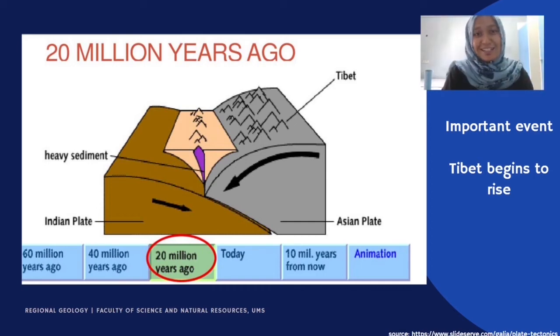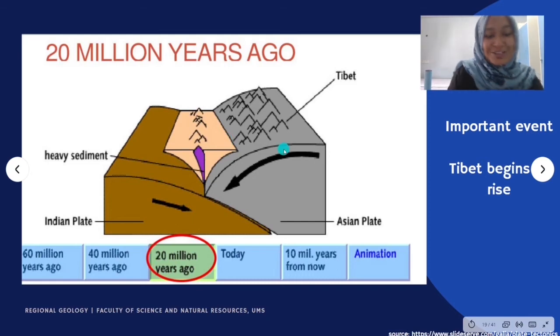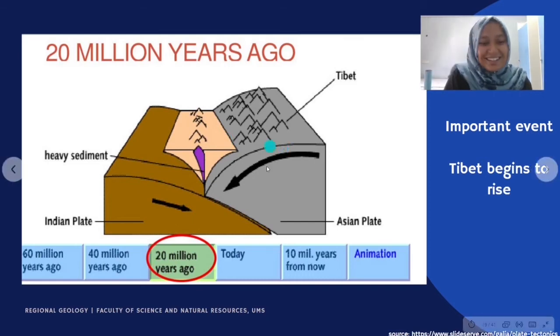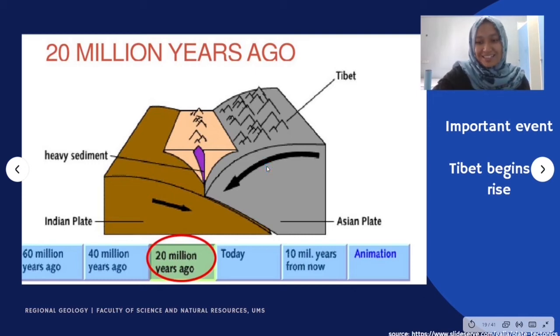I'm not sure if I'm explaining this really well. That's why I showed you these pictures. So the Indian plate begins to subduct, and the heavy sediments from the seafloor are pushed upwards to form the Himalayas.